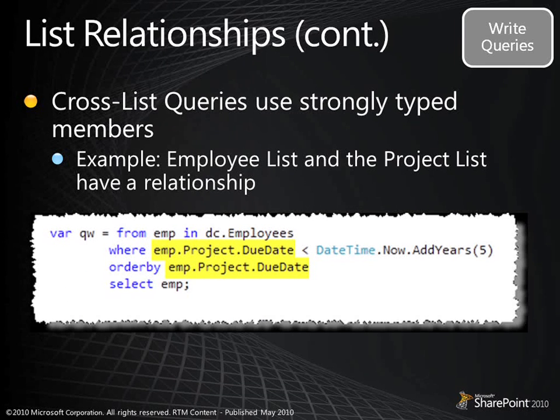Much of the power of LINQ is enabling the developer to create relationships which cross lists in a repeatable method. The developers use strongly typed members to access members of several lists to build potentially very complex queries. In this example, we have two lists, the employee list and the project list, where an employee is associated with a project. This query selects all employees who have projects with due dates that fall within the next 5 years. Under the hood, LINQ's provider generates the CAML necessary to retrieve the data from SharePoint, which removes the developer from having to build, maintain, and troubleshoot complex and error-prone queries.